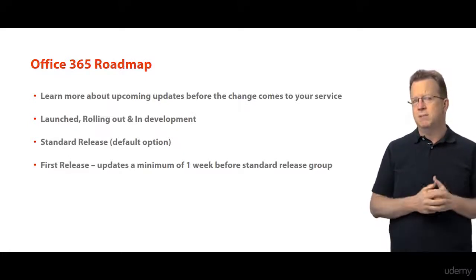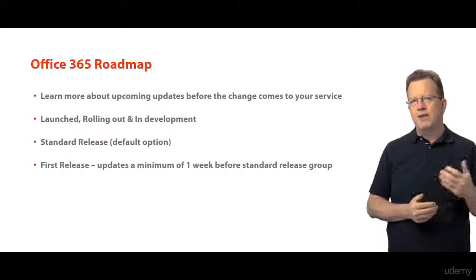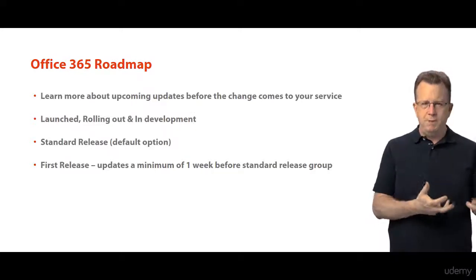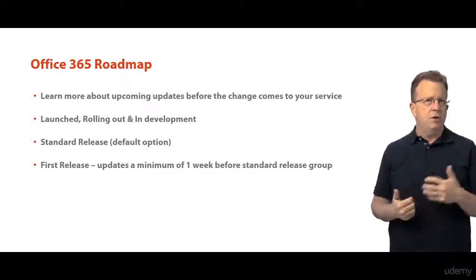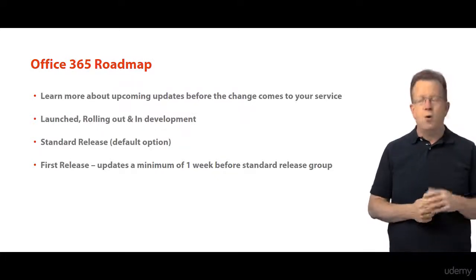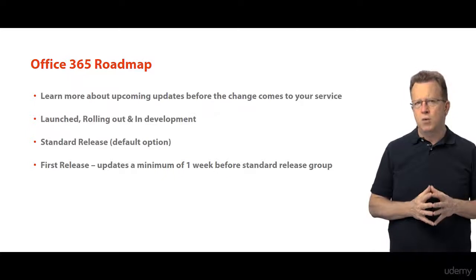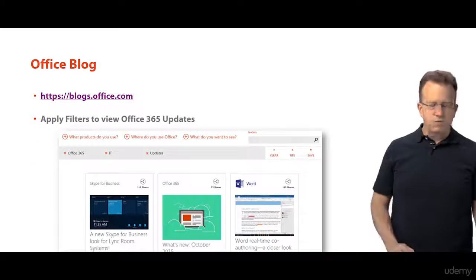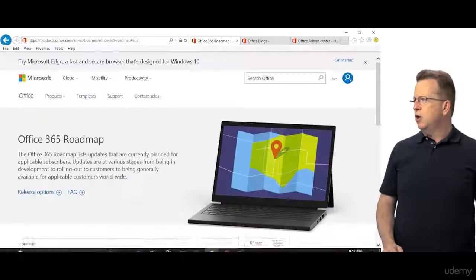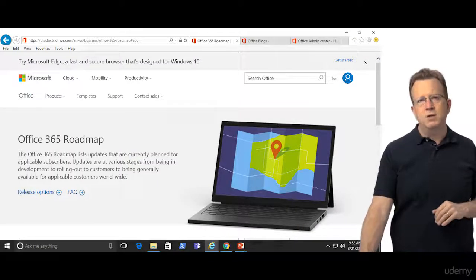With the first release option, we're going to get those items where we've elected to be part of that first group of people to receive it. So our tenant account will see that before others. We can have it for everybody in our tenant account, or we have the ability to have it just for a few people within our organization. Then we have the Office blogs, but before we do that, let's take a look at the roadmap itself and see what it's all about.